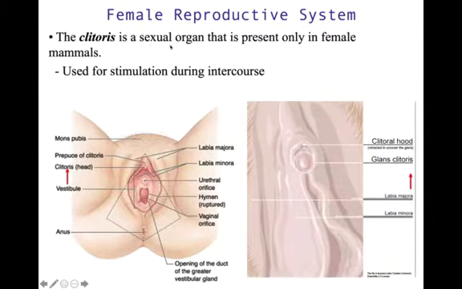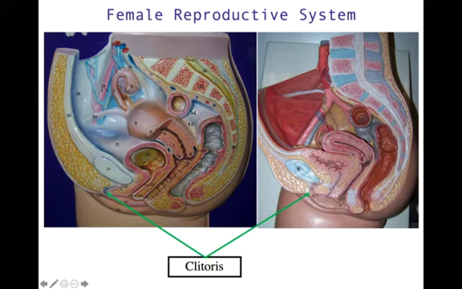The clitoris is a sexual organ that will actually fill with blood when the woman is sexually excited. This is kind of analogous to the tip or the head of the penis in males. So the function of the clitoris is stimulation during intercourse. If we go to this model here, you see this blue structure. That's the clitoris on this model. And over here, this pink structure is the clitoris on this model.